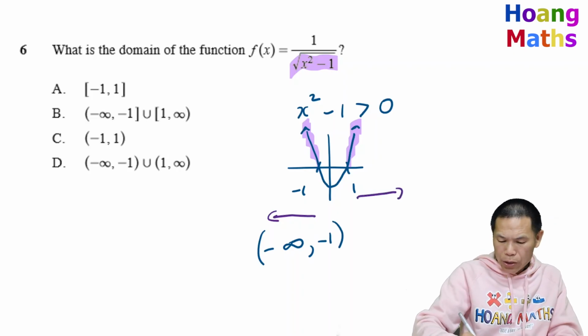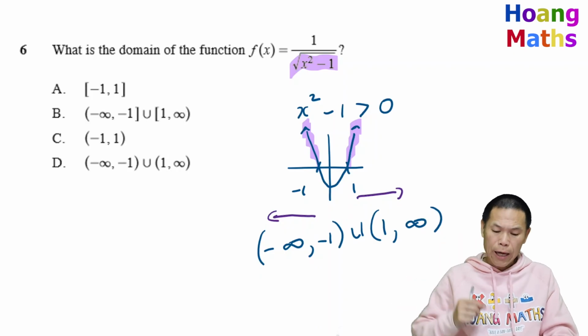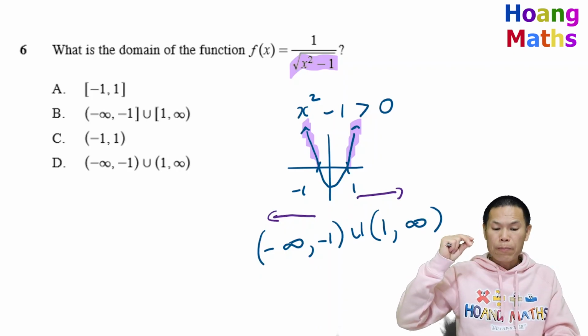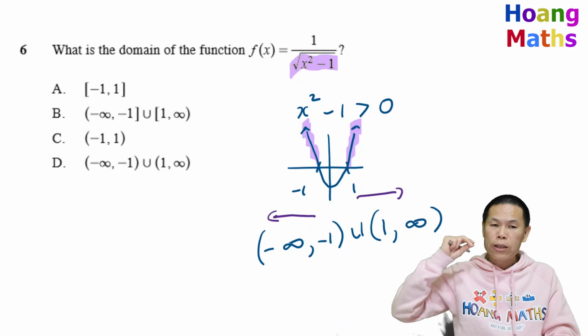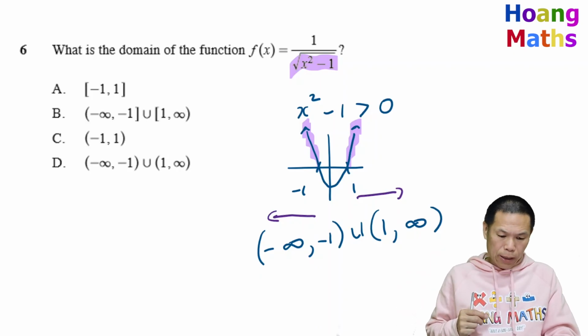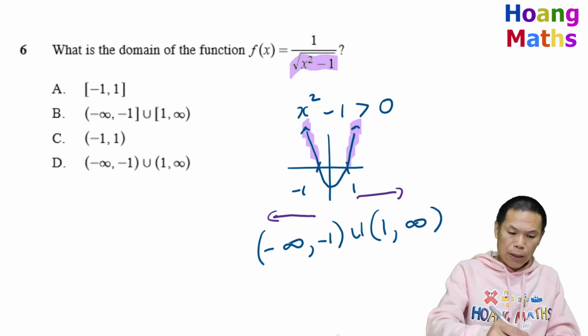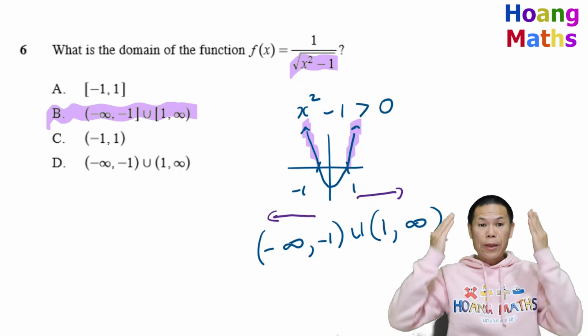So that means union from 1 to infinity, excluding, okay? Because you can't have 1. If you have 1, the denominator is 0. You cannot divide by 0. So the answer should be B. There you go.